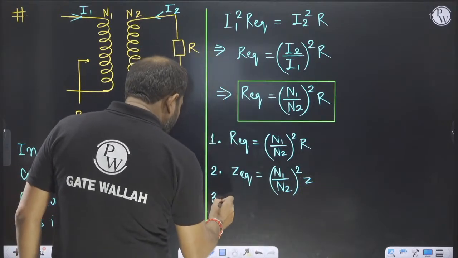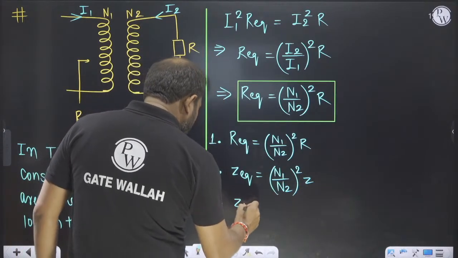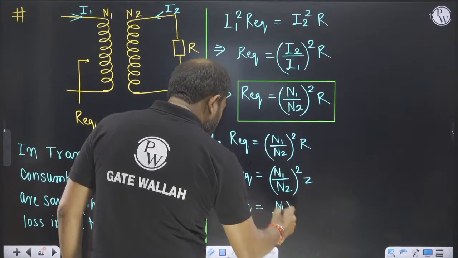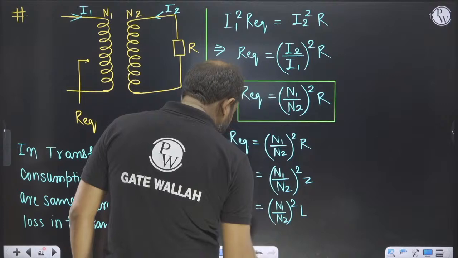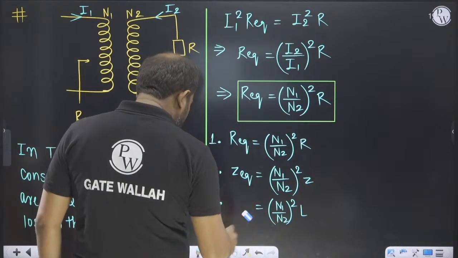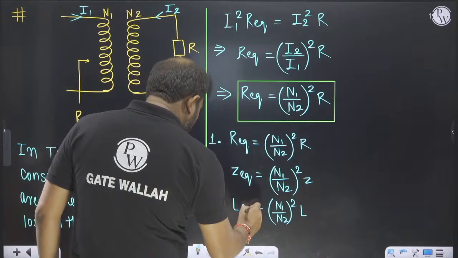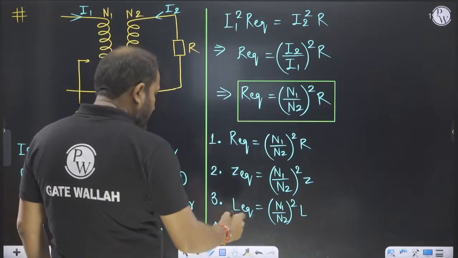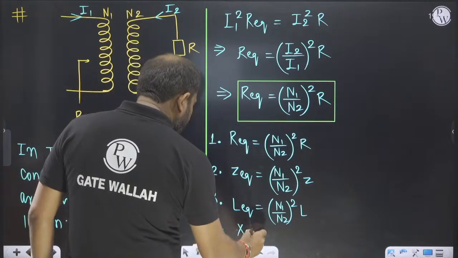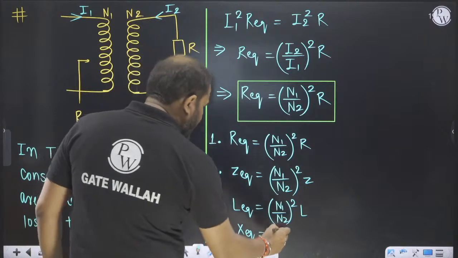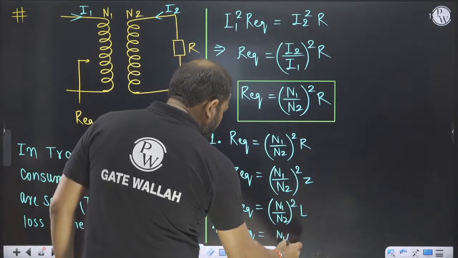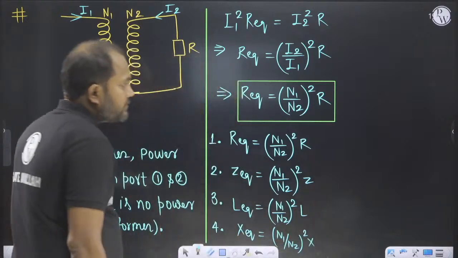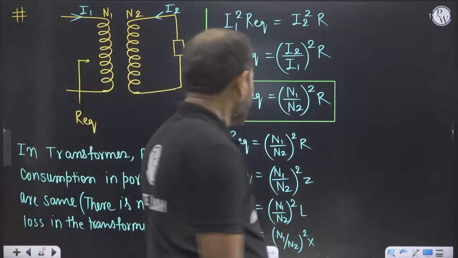If inductance is given, so L equivalent is equal to N1 upon N2 whole square into L. And if reactance is given, so X equivalent is equal to N1 by N2 whole square into X. You can write it down like this.